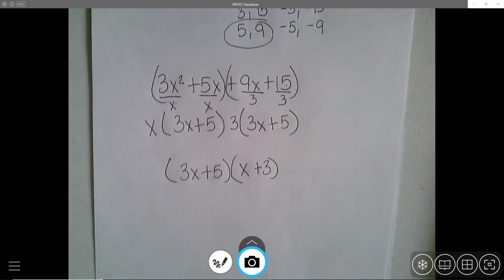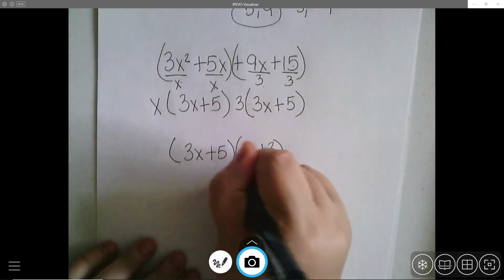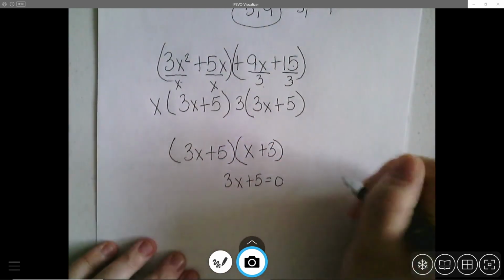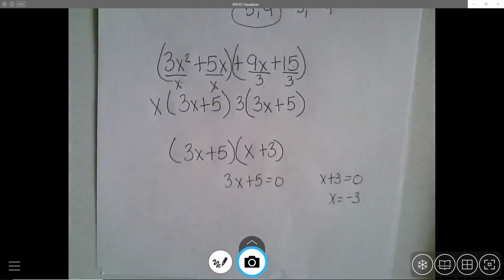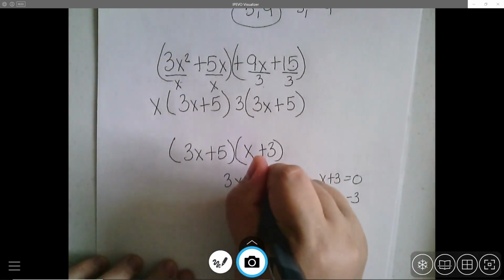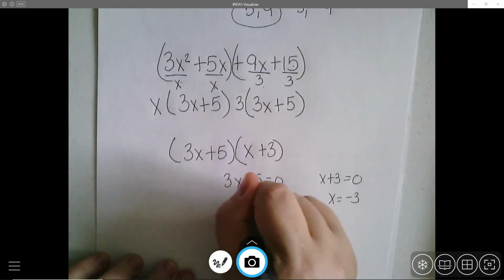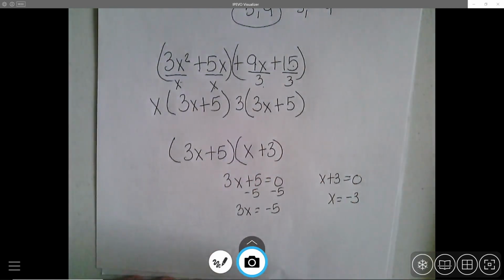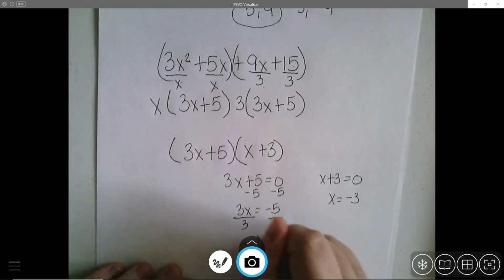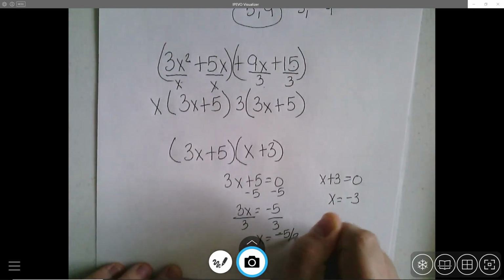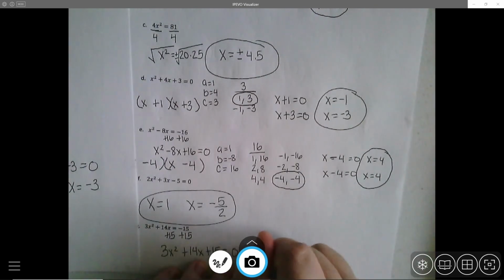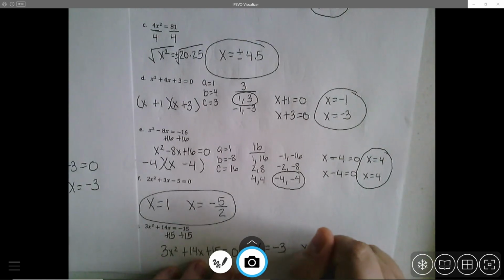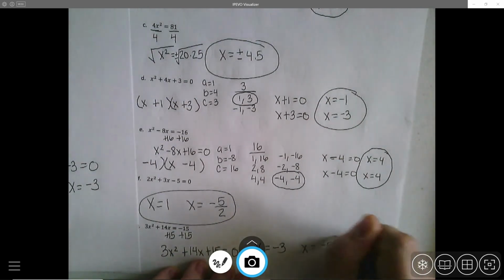Once you have factored it, set each parentheses equal to 0. 3x plus 5 equals 0. X plus 3 equals 0. I'm going to start with the easy one. X plus 3 equals 0. X would equal negative 3. For the other one, I'm going to subtract 5 on both sides. I get 3x equals negative 5. And then divide by 3. I get x equals negative 5 over 3. Or you could put it in decimal form. It's up to you. I'm going to go back to the original problem and just put x equals negative 3. X equals negative 5 thirds.